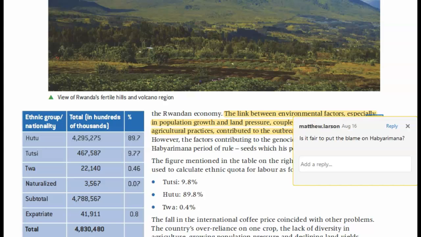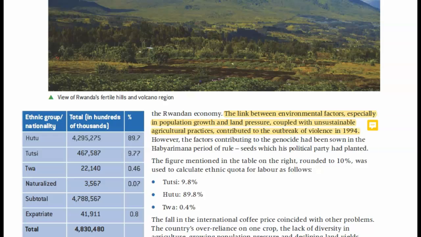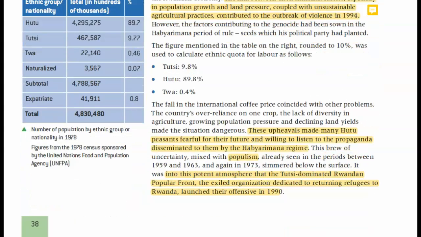My question I wrote right here is: is it fair to put the blame for this problem solely on Habyarimana? Is he the one who really led to the genocide happening in 1994, or is he simply one who just made the situation worse? Be able to talk about this, be able to argue this. We will discuss this heavily in class, probably do a debate or something on that, but make sure you understand that right through here.